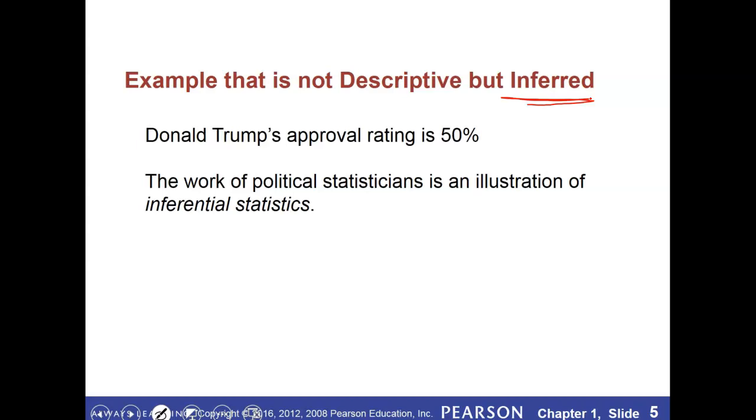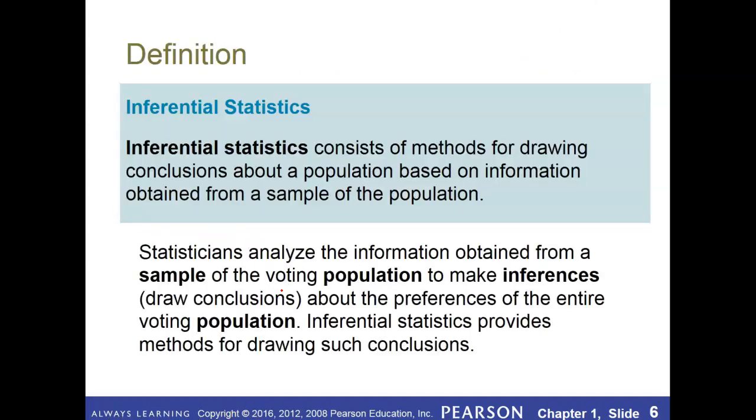It's an inferred thing. Maybe they asked 5,000 people. Maybe they asked 1,000 people. And that was a sample. And what they did is they took that sample and then applied it to the entire population. There are certain things that allow us to do that, certain things that are assumed when you do that. But this is an example of inferential statistics.